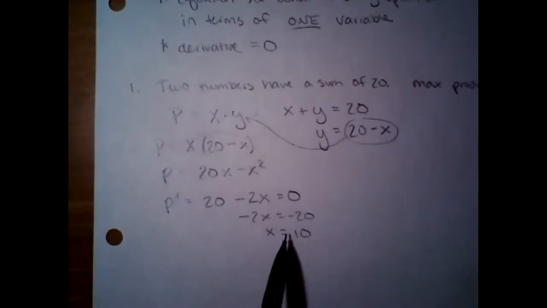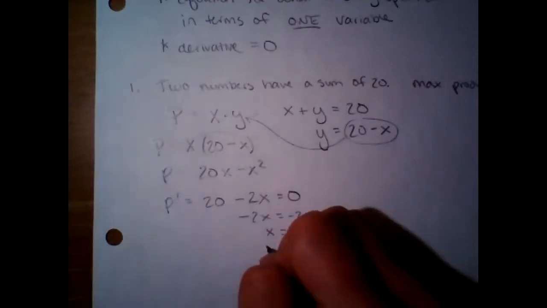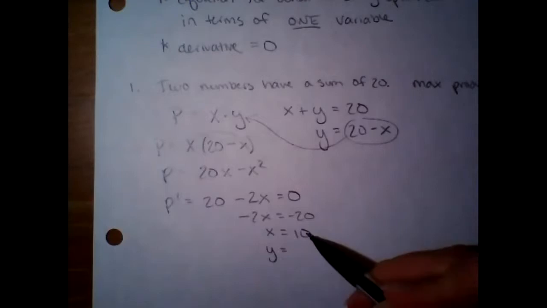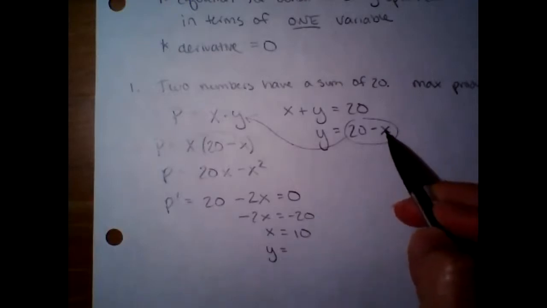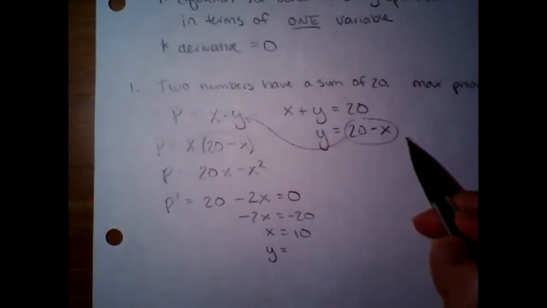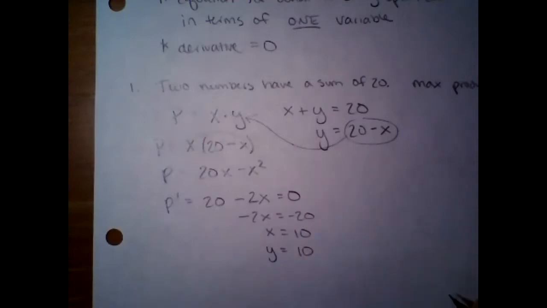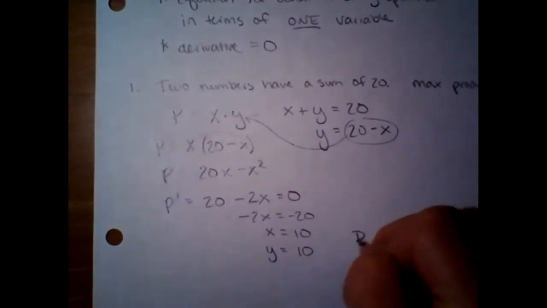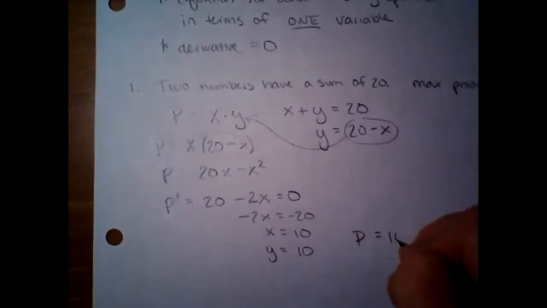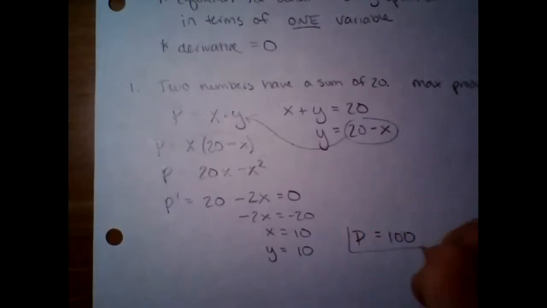All right, now we're not quite done. It says x is 10. I need to know what y is. So if you plug 10 back in for x, 20 minus 10 is 10. And if both numbers are 10, then the product is 100, 10 times 10. So what you get is that the optimal way to do that is for them to be the same value.